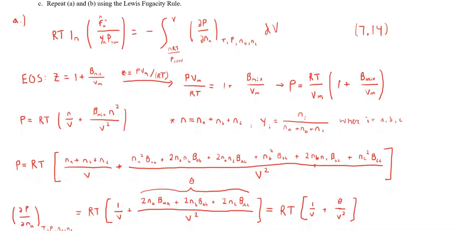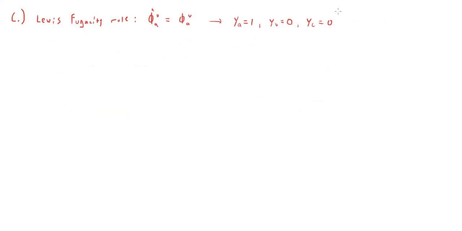In part C, we're going to repeat parts A and B, except we're going to use the Lewis Fugacity Rule. The Lewis Fugacity Rule assumes that the fugacity coefficient of a species in a mixture is equal to the fugacity coefficient of the pure species itself. So in this case, we're not going to treat it as a mixture, we're going to treat it as pure A, so the total moles is going to be equal to just the moles of A as well. With that, Bmix is now going to be equal to just Ya squared Baa.